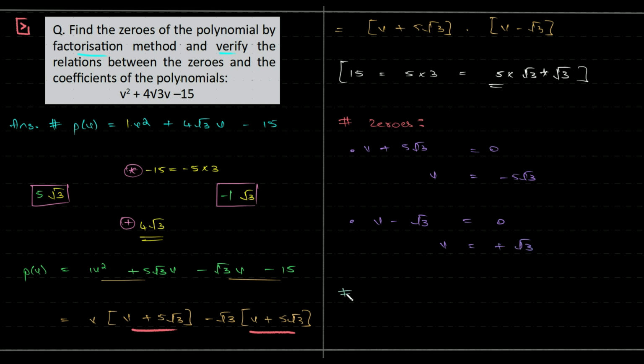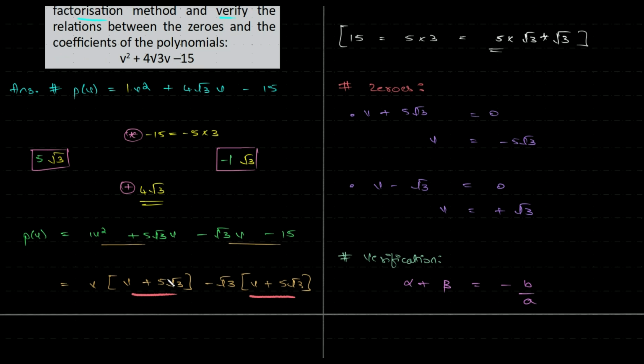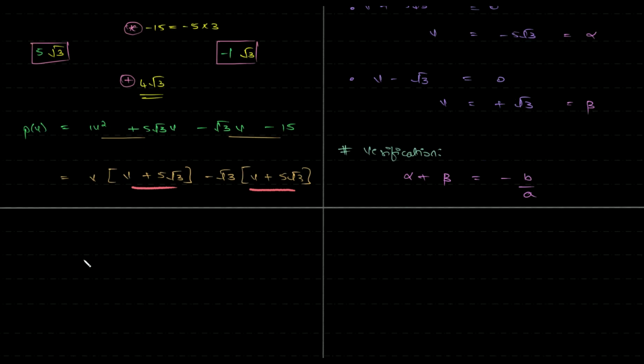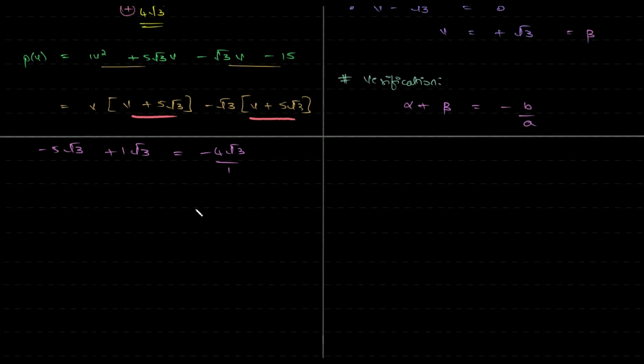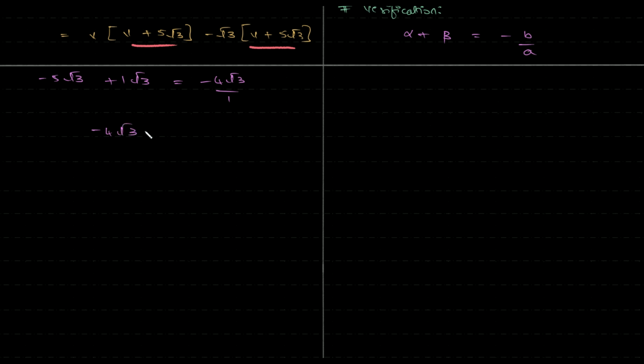And now on to the verification part. So what is the verification? Verification has to do with alpha plus beta being equal to minus b by a. So we have alpha is this and beta is this. You can take anything actually, but anyway, that you guys know now. So minus 5 root 3 plus 1 root 3 is equal to minus of b, which is 4 root 3, and a is 1. So clearly LHS is equal to RHS.